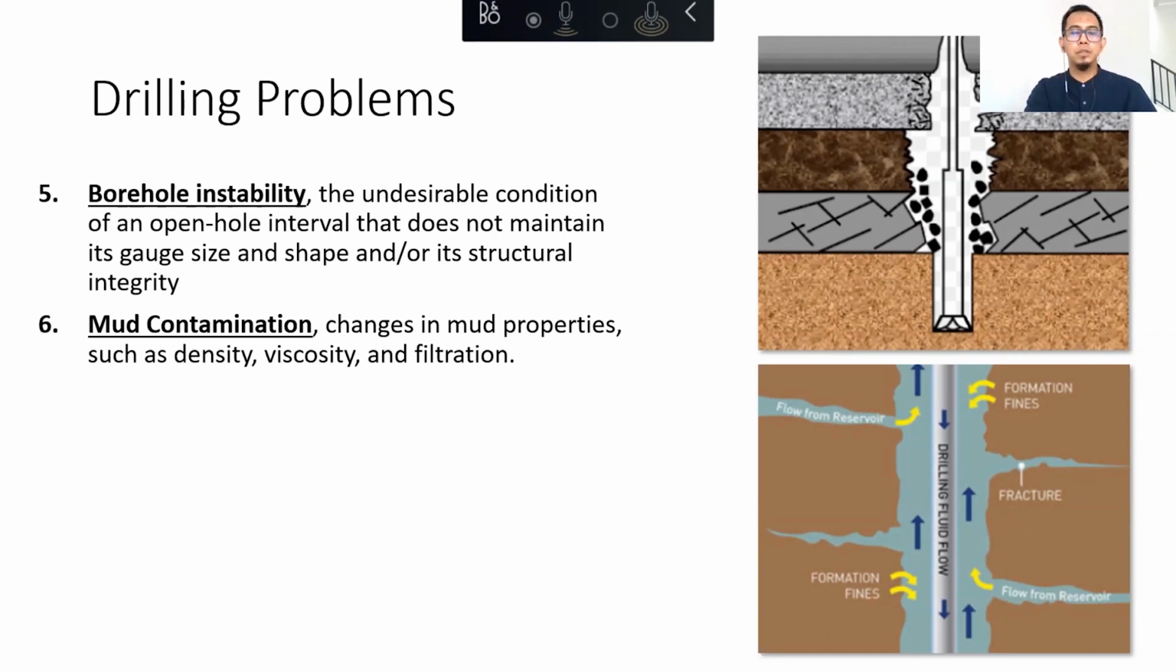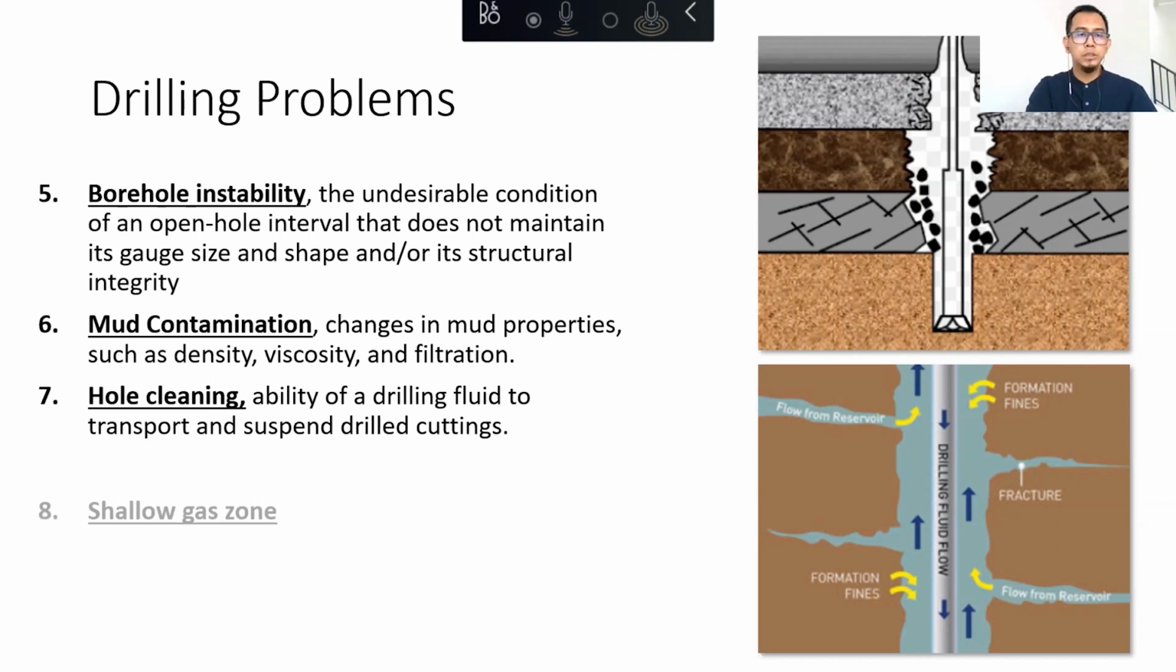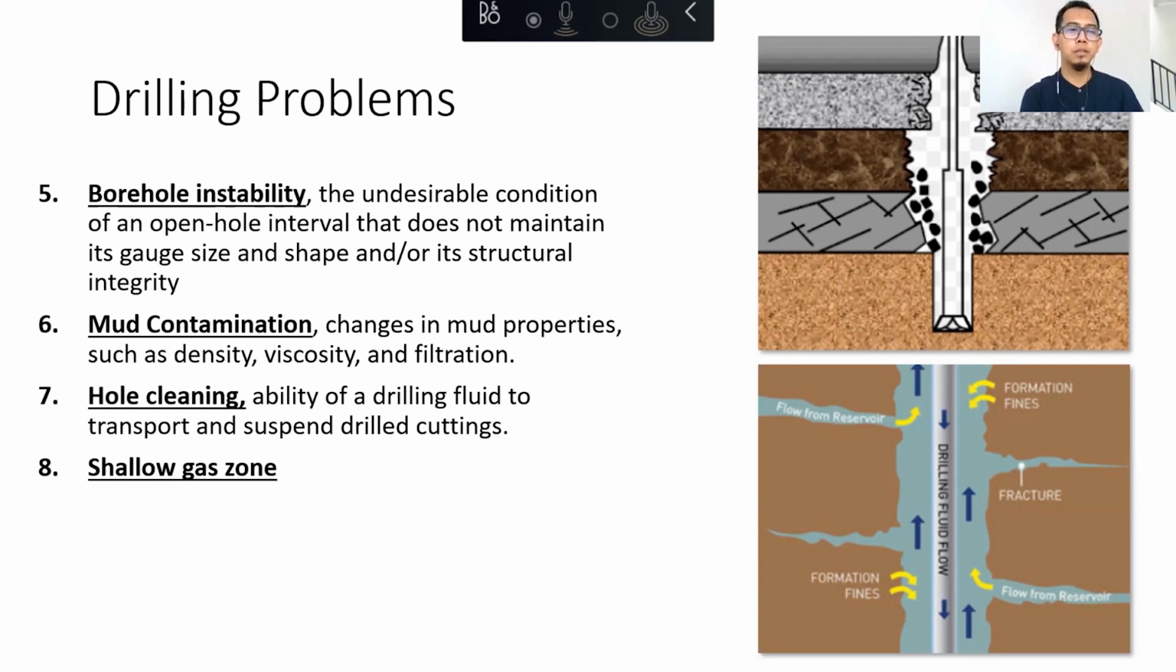Another problem is hole cleaning, and also shallow gas zone. Poor hole cleaning will, in the end, lead to stuck pipe, but the root cause is that the hole cleaning was not good. Maybe the mud rheology is incompatible with the formation, or it's too light, not viscous enough to bring the cuttings to the surface, or the gel strength is insufficient. The next one is shallow gas zone. Normally when you drill near the surface, you may hit an unpredicted gas pocket. What you need to do is divert to the diverter and let it flow.